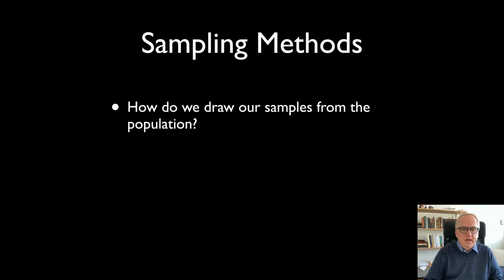Now, these sampling methods do require that we pick people from the population, right? And we have to pick our observations from the population. So then the question is, how do we draw our samples from the population? Well, this is more of a challenge than you might think.